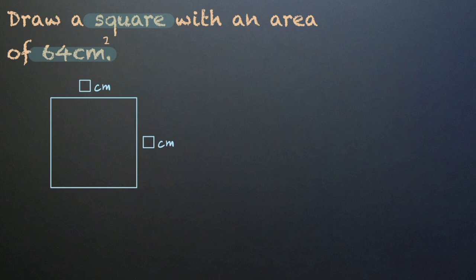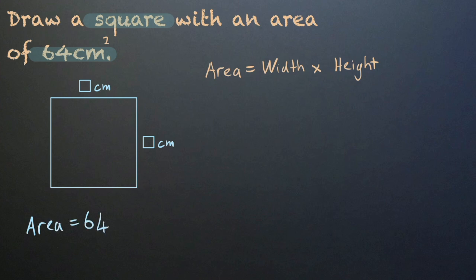All right, so the first thing I'm going to do is write down the formula. I've written down the formula for area here, and it's width times height. And we're looking for a square that has an area equal to 64 centimeters squared. Let's try some numbers and see what fits. So we need to work out what these are here.